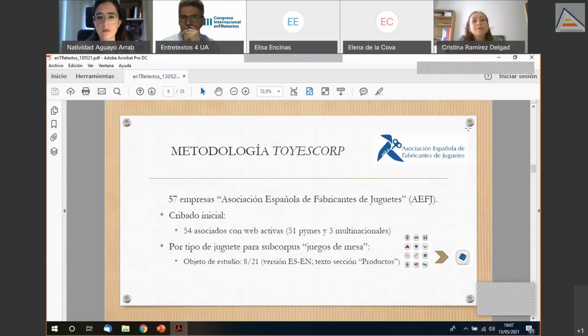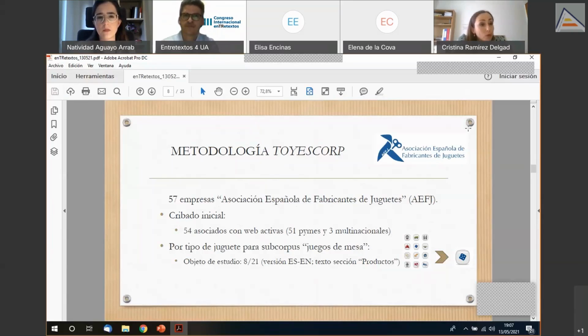Además hicimos un segundo cribado en el que desechamos, por así decirlo, las 3 multinacionales presentes en ese listado. ¿Por qué? Pues porque las multinacionales incluyen todos los locales habidos y por haber, tienen otros recursos, tienen sus webs muy bien traducidas, adaptadas, preparadas, y lo que nos interesaba era centrarnos en las pymes, que al fin y al cabo también son las que componen la mayoría del tejido empresarial español y de otros muchos países.